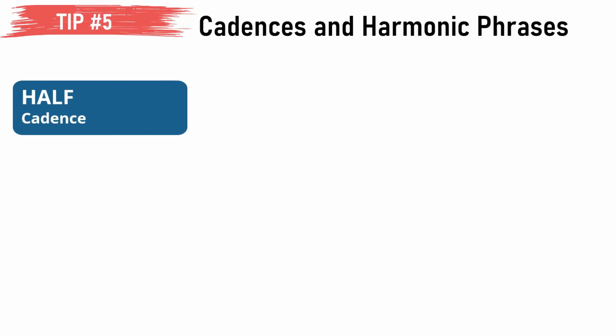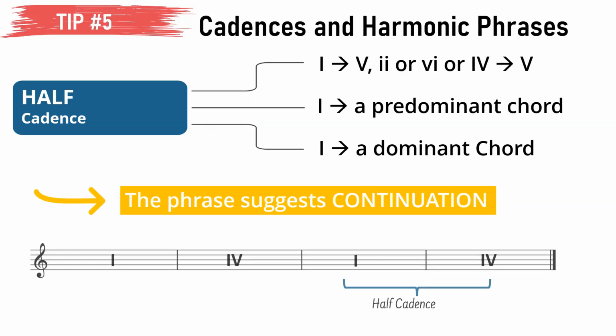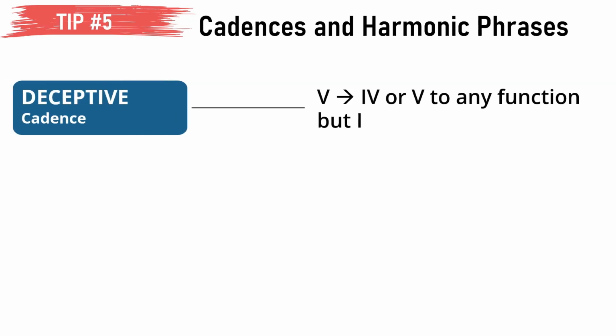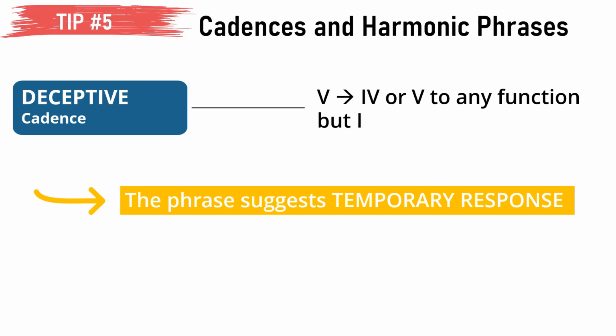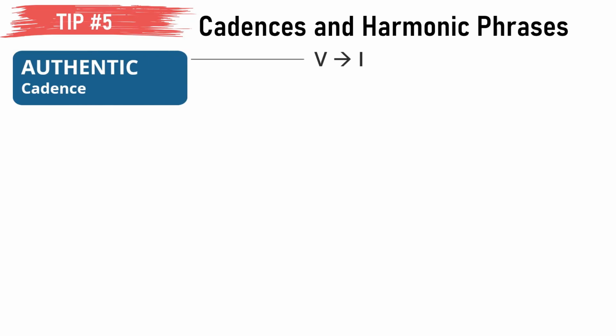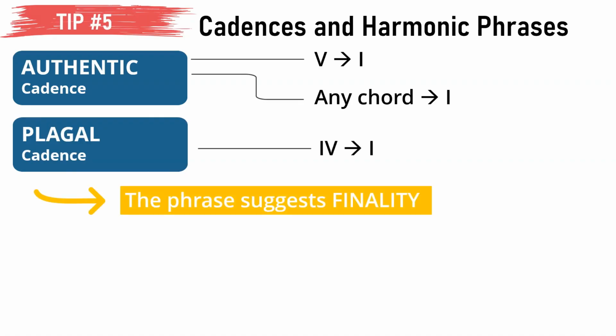If the sentence is closed by a half cadence, first versus fifth, second or sixth, or fourth versus five, first versus a predominant chord, first versus a dominant chord, the phrase suggests continuation. If the sentence is closed by a deceptive cadence, fifth versus fourth, or fifth to any function but one, the phrase suggests temporary response. If the sentence is closed by an authentic cadence, fifth versus first, or by a chord versus first, or by a plagal cadence, fourth versus first, the phrase suggests finality.